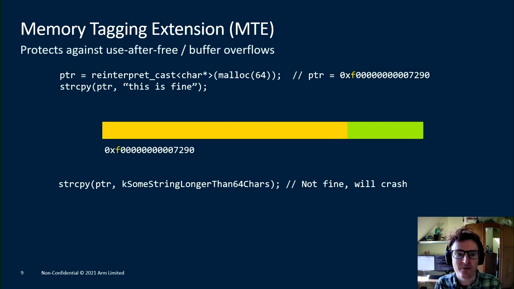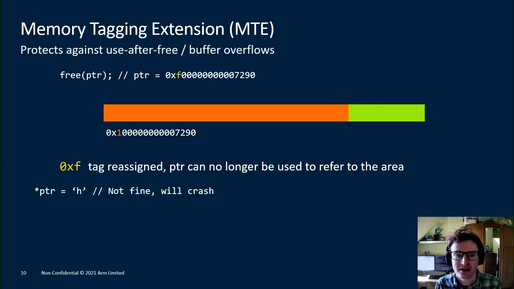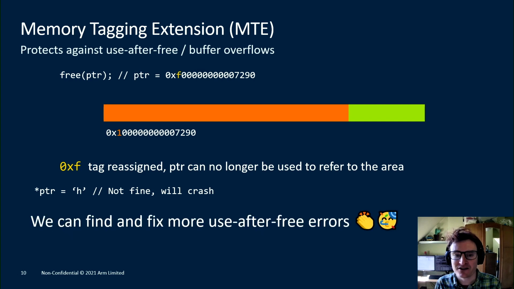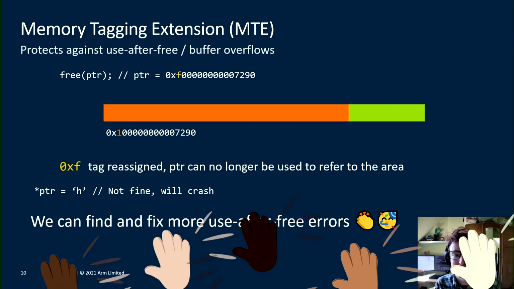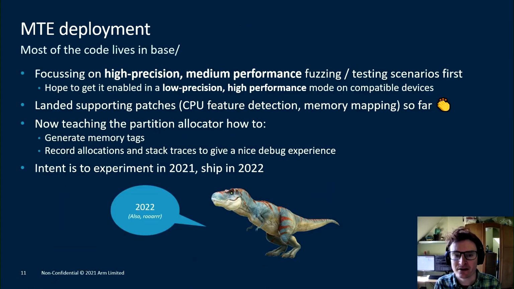Under MTE, memory can now have one of 16 tags mirrored in the top byte of the pointer. Each time a pointer is used, the hardware can check that what's encoded matches what should be there. If we free a pointer, we can retag the associated area. This implicitly invalidates any remaining pointers. Attempting to use one of them will result in a crash. This means that we can find and fix more use-after-free bugs earlier in development, in ClusterFuzz, and potentially in production on end-user devices, making the browser safer for everybody.